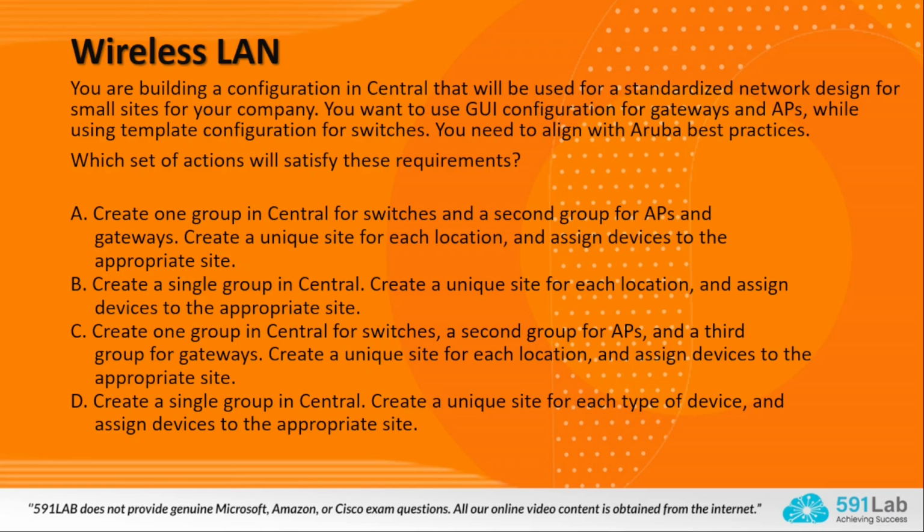Option C. Create one group in Central for switches, a second group for APs, and a third group for gateways. Create a unique site for each location and assign devices to the appropriate site. Since APs and gateways use the GUI based configuration method and all small sites use similar configurations, it is possible to group them in a single GUI based group. No need to have two separate groups for APs and gateways. So this is not correct.